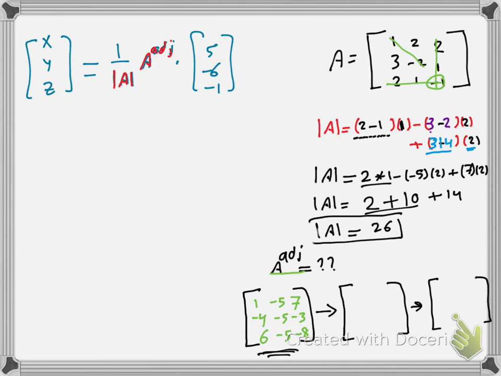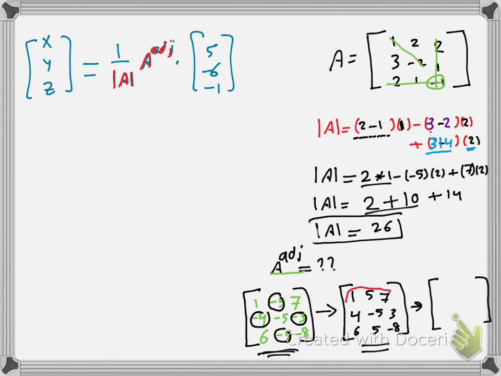Now let's compute the cofactor. Now I will change the sign of those numbers, this one and this one and this one and this one, and I will keep the remaining ones. Then it will become what? 1 and positive 5 and then 7, and then positive 4 and negative 5 and then positive 3, and then 6 and then positive 5 and then negative 8. And this is called what? The cofactor matrix.